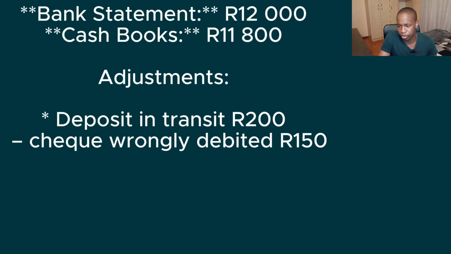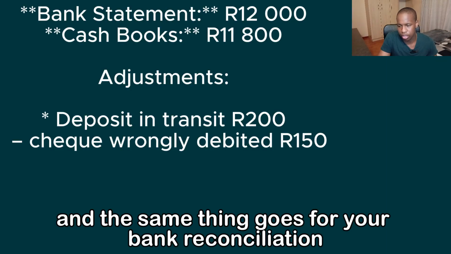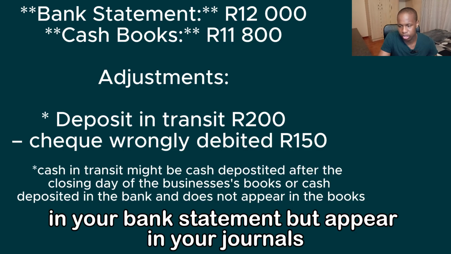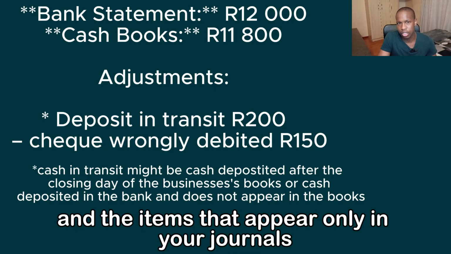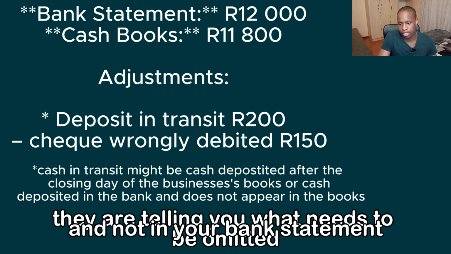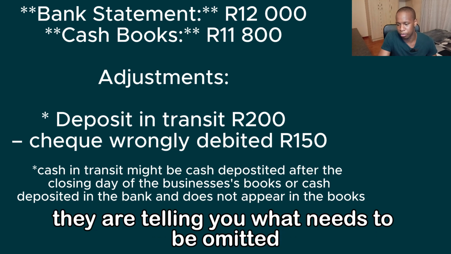And the same thing goes for your bank reconciliation. There are items that do not appear in your bank statement but appear in your journals, and the items that appear only in your journals and not in your bank statement. And right there, they are telling you what needs to be omitted.